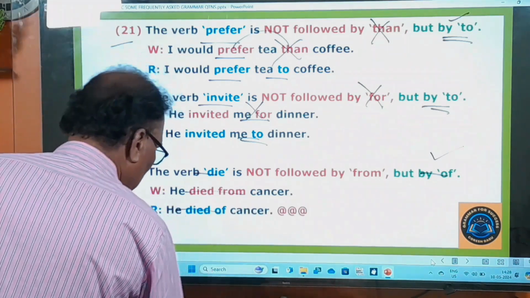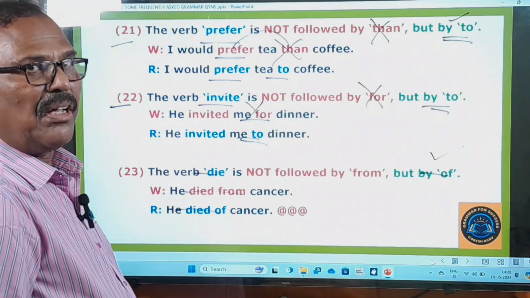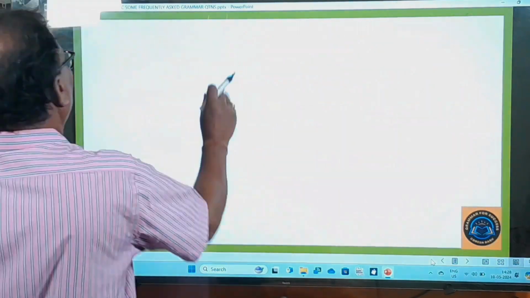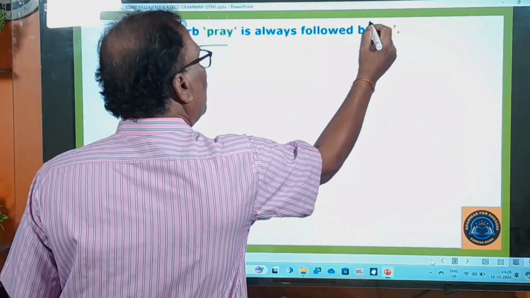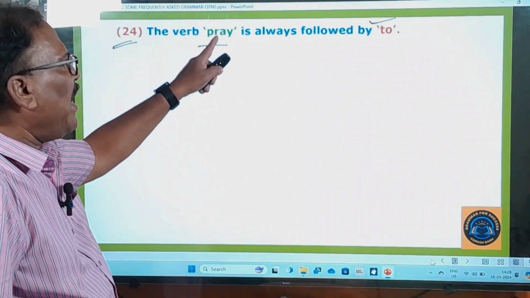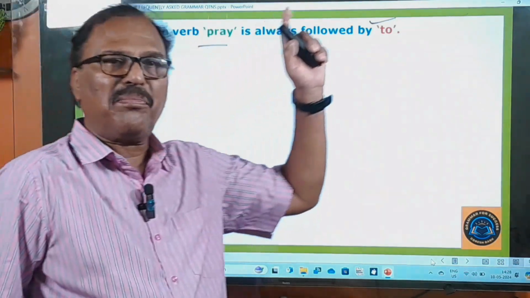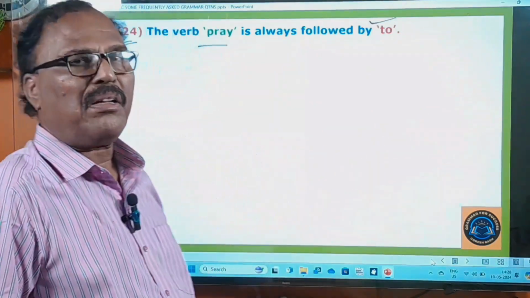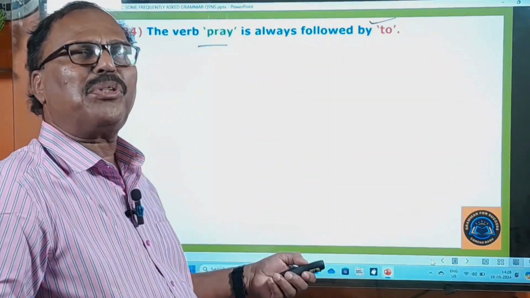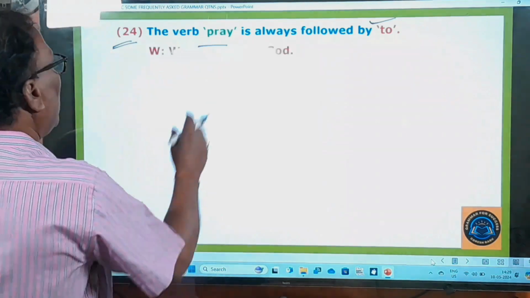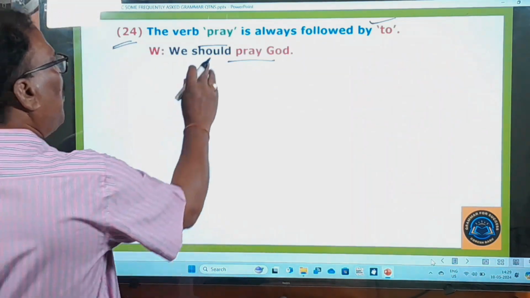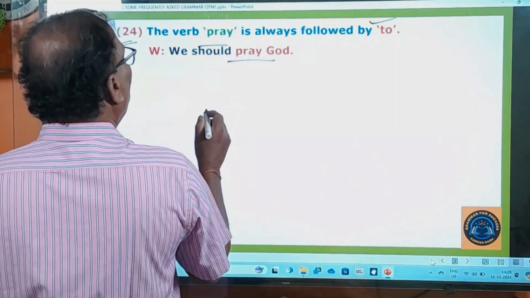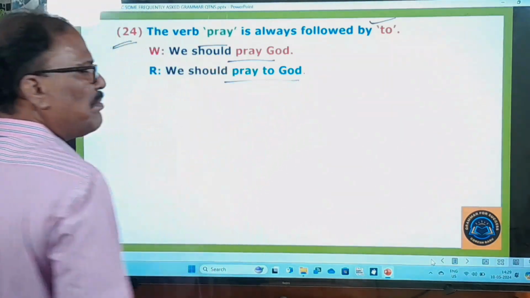Right, and the last things we are going to learn on the last slide. Okay, 24th rule is there, the verb pray is always followed by to. The verb pray is always followed by the preposition to. Okay, but most of the people don't use to at all. They simply say we pray God. What? Pray God? We should pray God. Don't say we should pray God, we should pray to God.